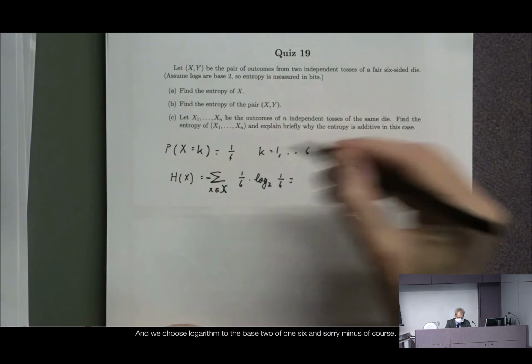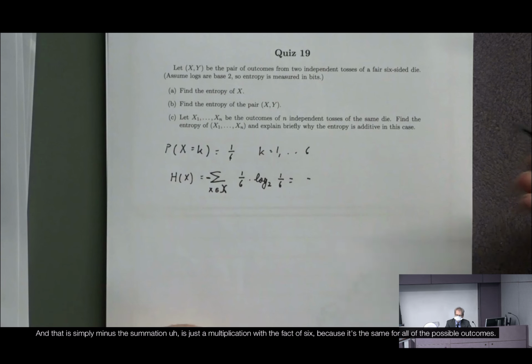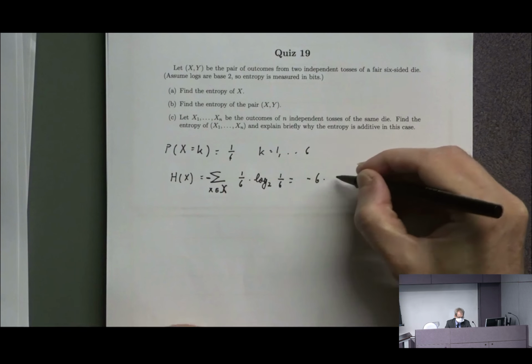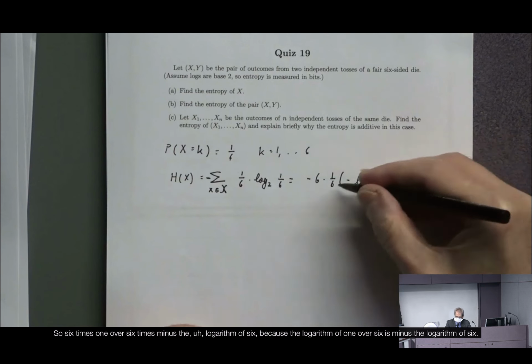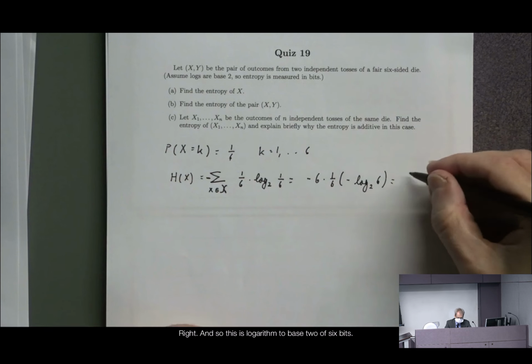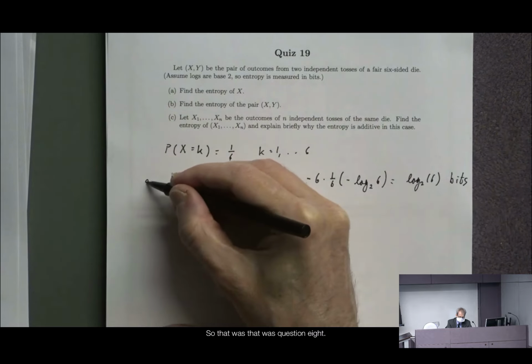And, sorry, minus, of course. And that is simply minus the summation. It's just a multiplication with a factor of 6 because it's the same for all of the possible outcomes. So 6 times 1 over 6 times minus the logarithm of 6, because the logarithm of 1 over 6 is minus the logarithm of 6. Right? And so this is logarithm to base 2 of 6 bits. So that was question A.